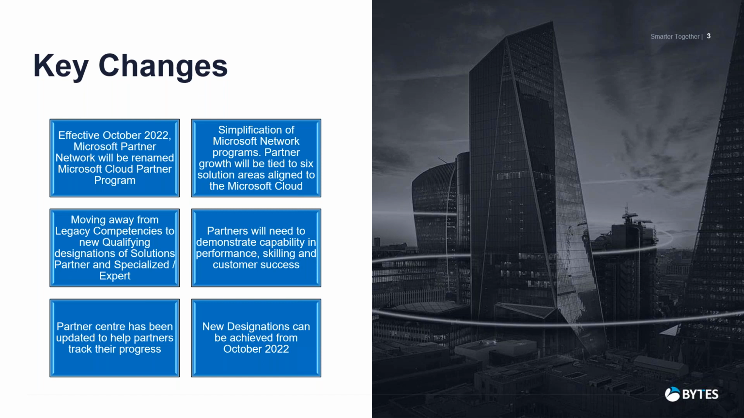Partners are now going to be tested in 3 main areas, and you'll see these areas crop up quite a bit. My aim is to just continually mention these 3 areas so that it's drilled into any partner. How do I get a designation? It's based on performance, skilling, customer success. Those are the 3 tiers of the Microsoft new systems. It's worth knowing that. Partner Center has been updated so partners can track the progress.